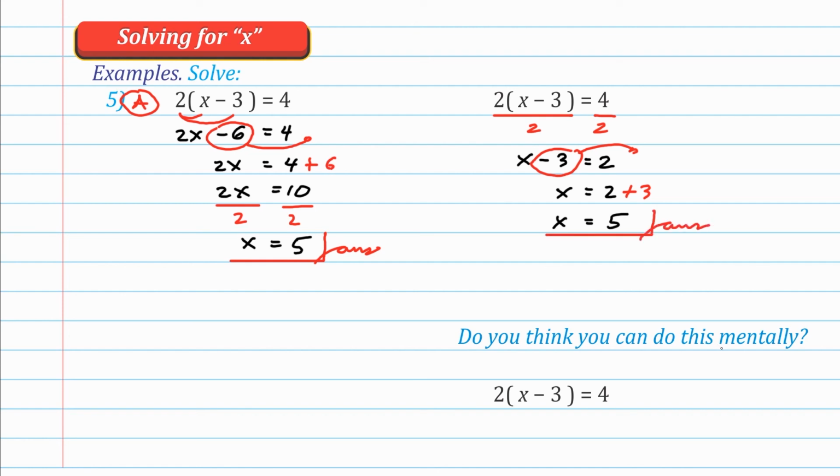Now, again, what if we try to do this mentally? Doing that, we have 4, divide that by 2. It's 2. And then, transpose minus 3, it becomes plus 3. So 4 divided by 2 is 2. Plus 3 is equal to 5. You get the same answer, but much faster.